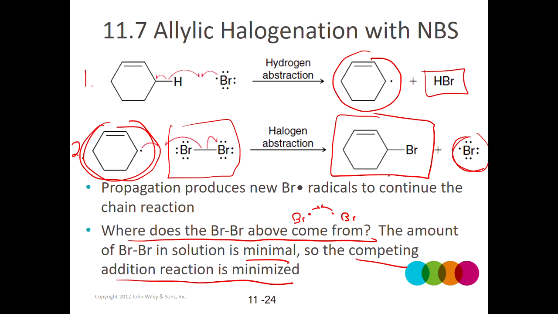If I ask you to draw the mechanism for one of these halogenation reactions where a hydrogen is replaced with a halogen, unless I specifically ask, you don't need to draw any termination steps because the vast majority of the product occurs strictly through these propagation steps. You want to get into the habit of drawing your mechanisms mostly focused on the propagation steps.